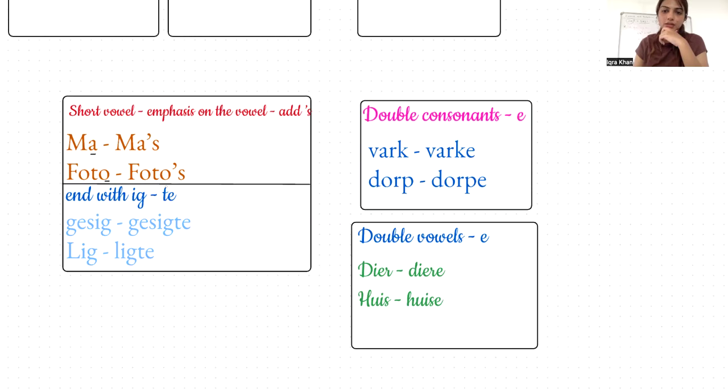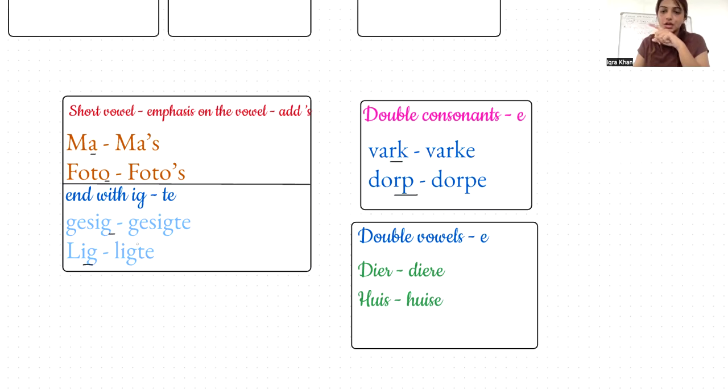Then we have double consonants. We're not talking about vowels, we're talking about consonants. The consonants here, RK and RP, those are double consonants which take an E at the end. Then we have words that end with IG. If you have gesig, it ends with IG, lig ends with IG, you're just adding a TE at the end. So it's going to be gesigte and ligte.